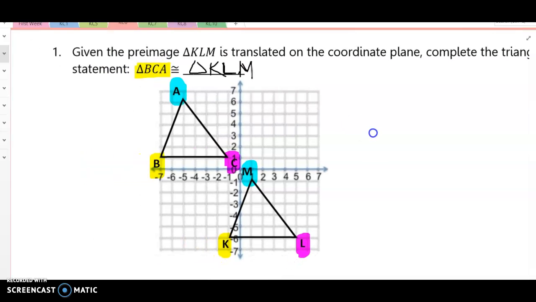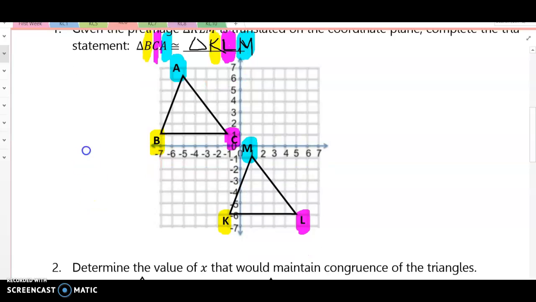All right, so you match it up, and then when you're writing it, B matches up with K, C matches up with L, and then A matches up with M, just like we had it in our picture.